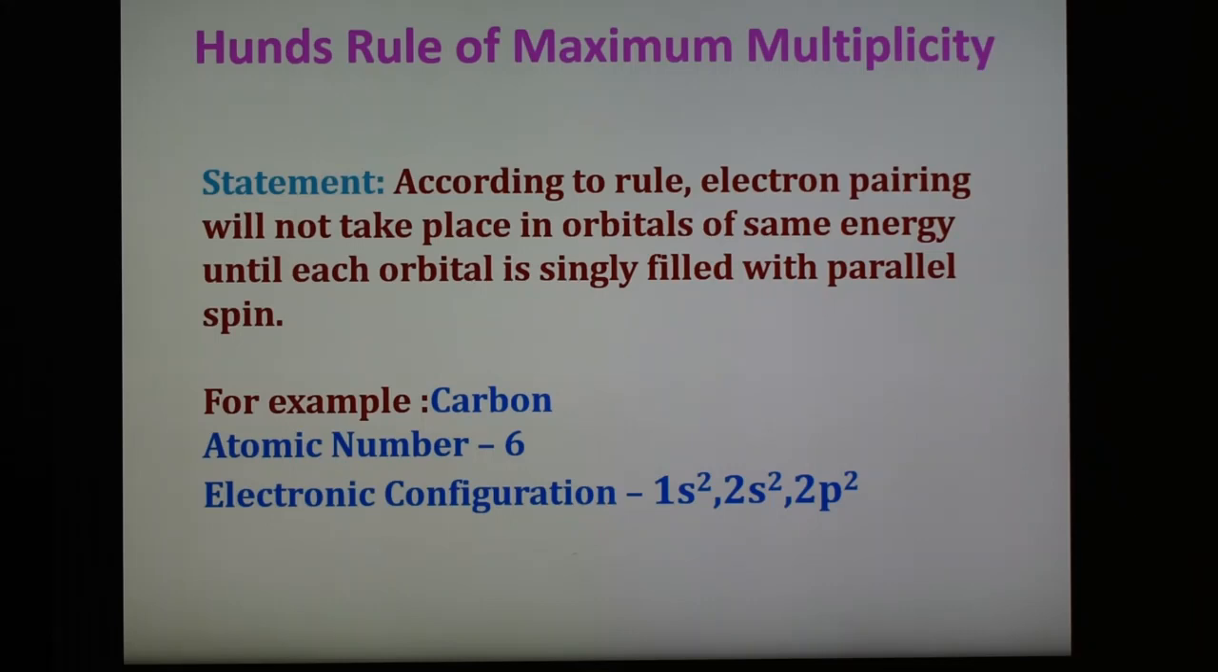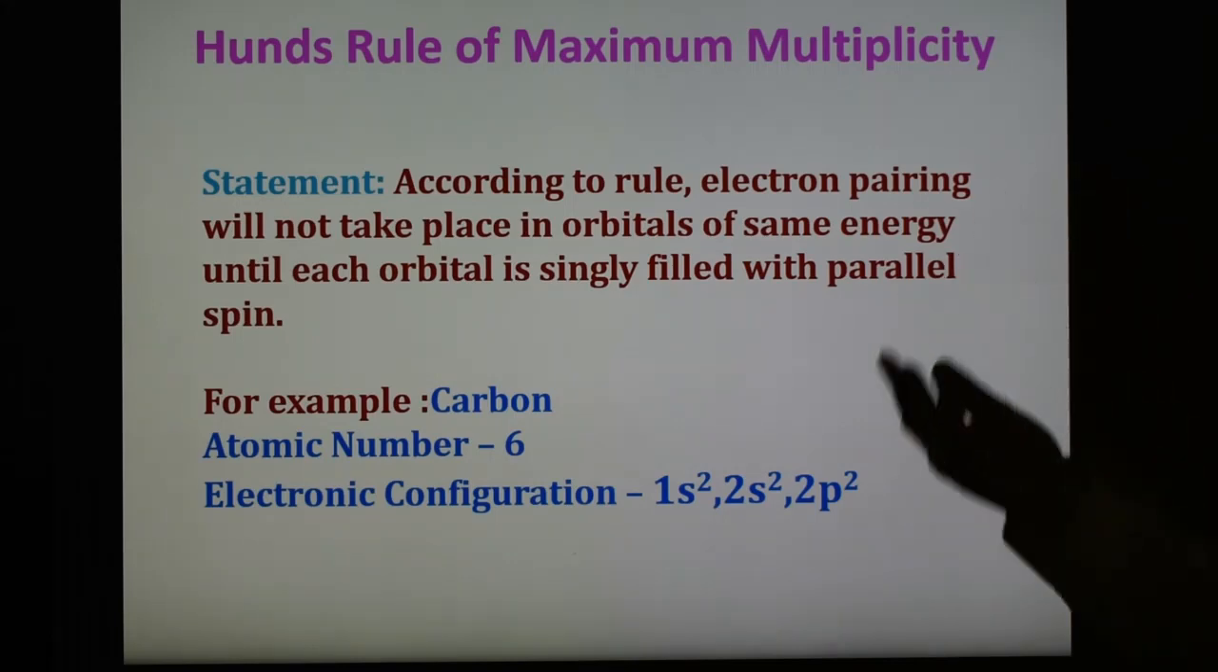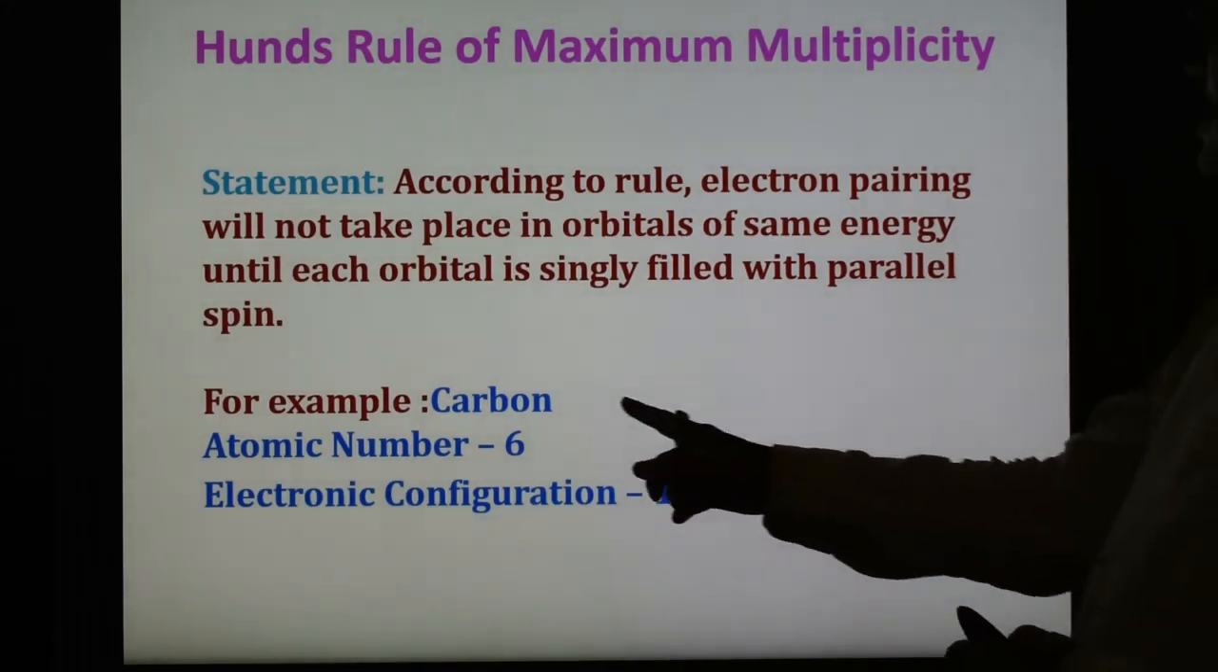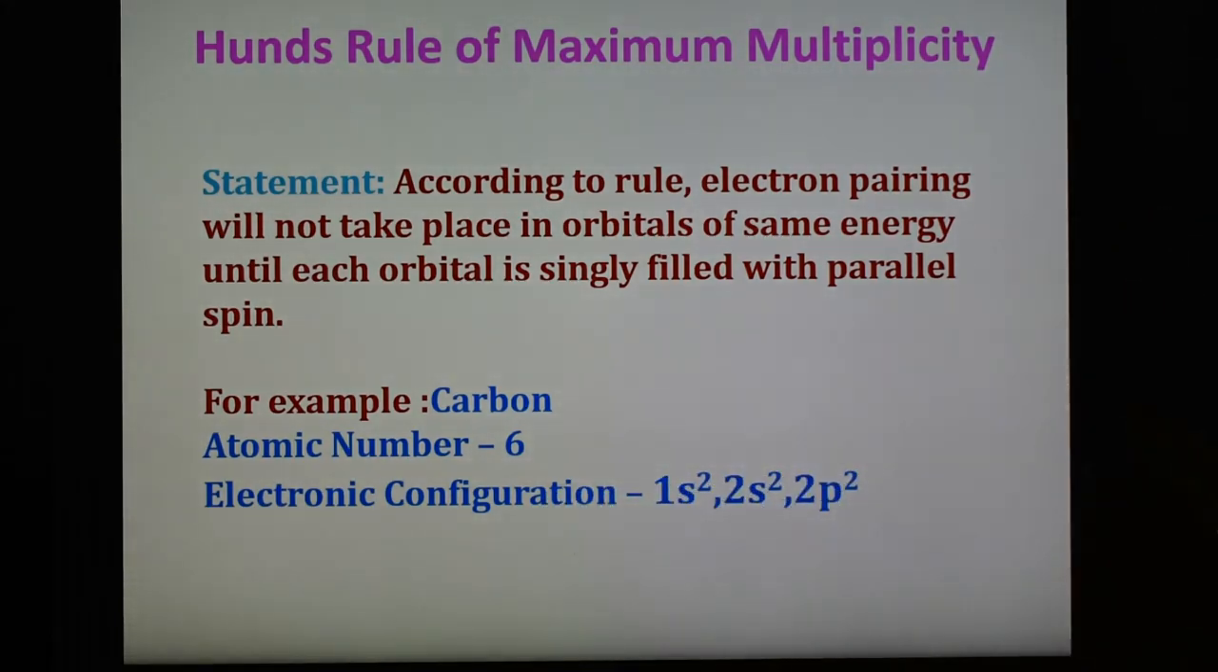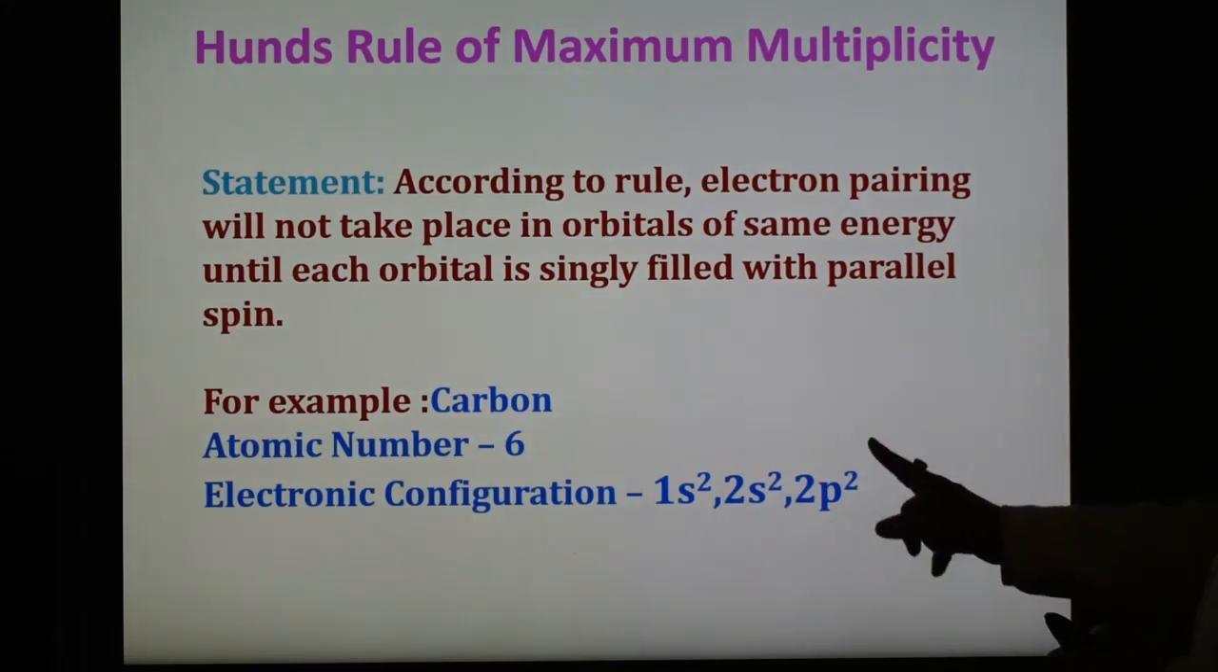So according to Hund's rule, the pairing of electrons will not take place until all the available orbitals are filled singly with the parallel spin. We can take the example of carbon. We can also take nitrogen, oxygen. Carbon, having atomic number 6, has electron configuration 1s2 2s2 2p2. So now 2p has 2 electrons.